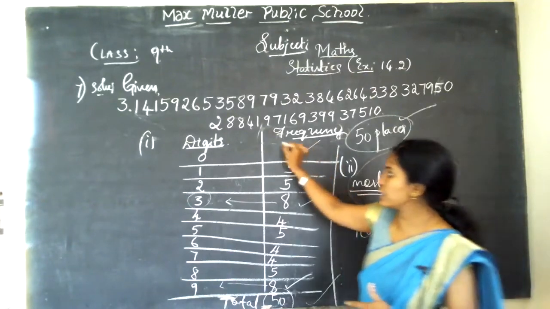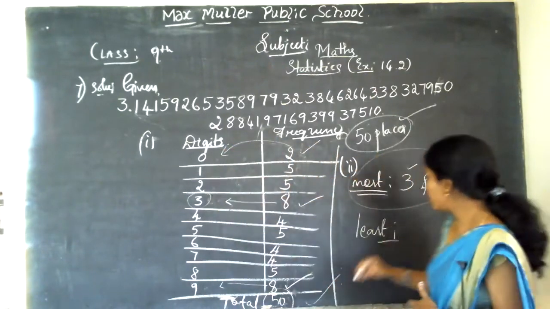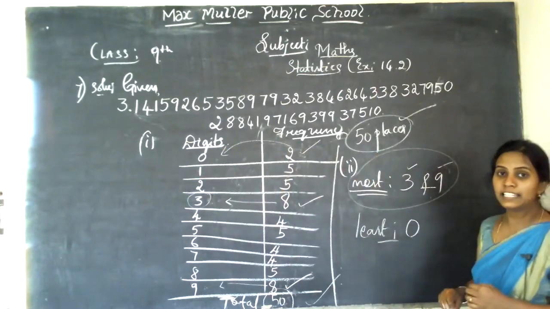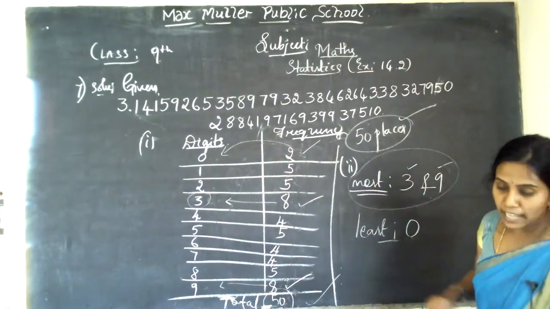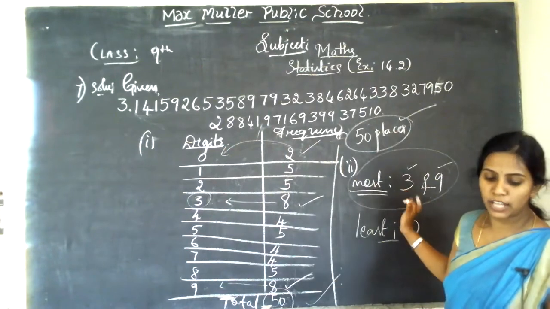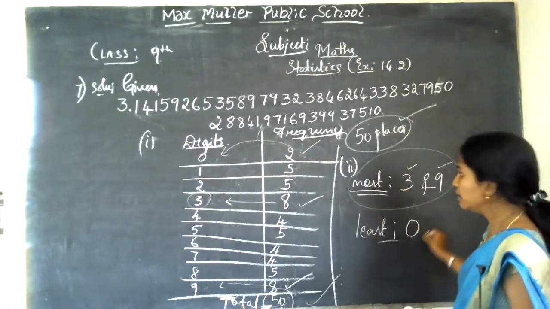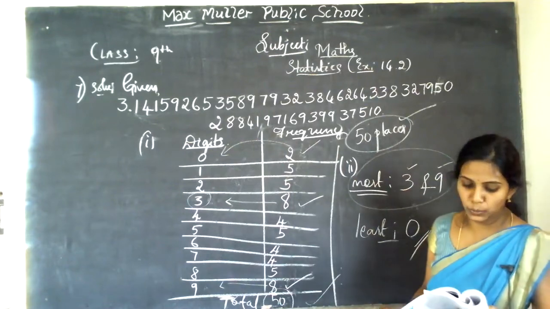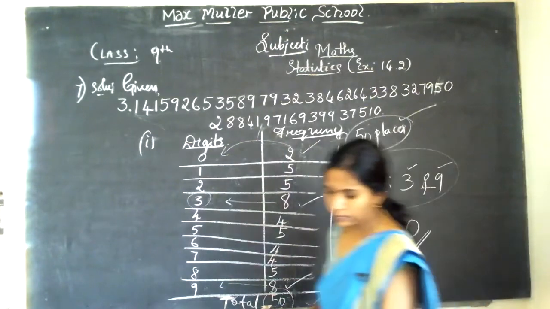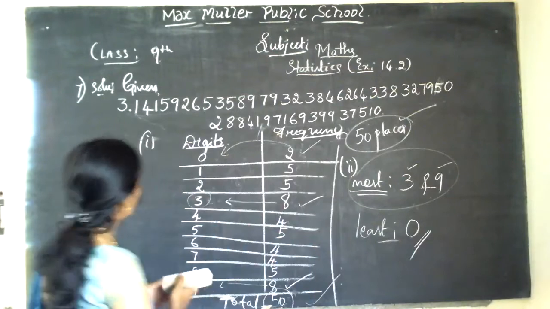So which number is that? Which digit is that? 0 is the least digit, which has the least frequency. So this completes the 7th one. Move to the next, the 8th one. We have to write the 8th one.